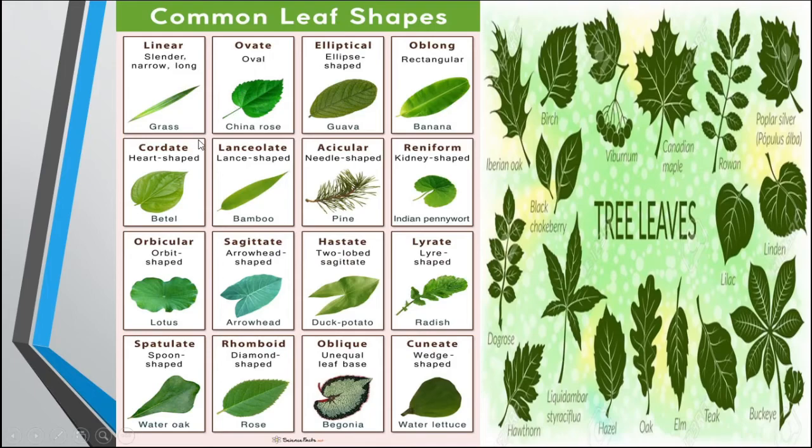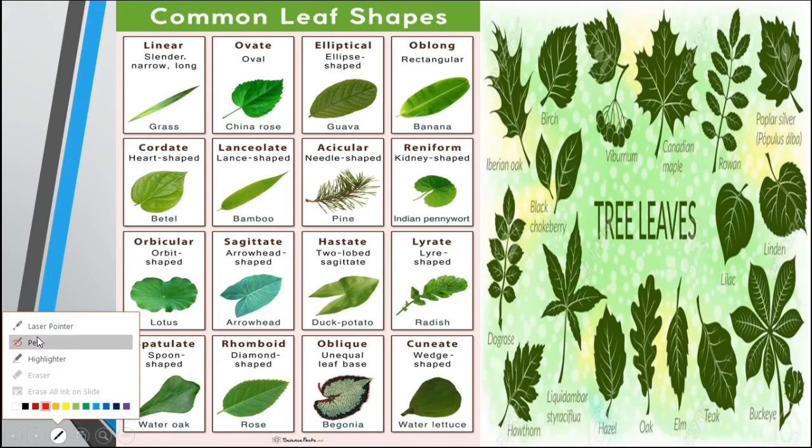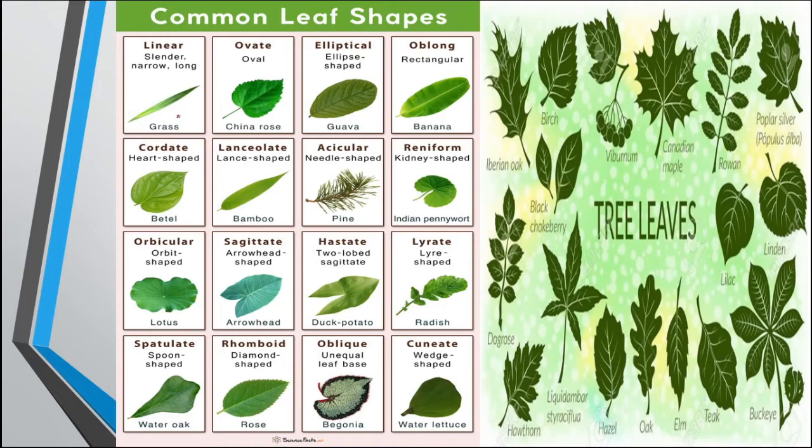In different plants, different shapes of leaves are present, and depending upon their shape, different names are given. Such a leaf in grasses shows parallel venation, and here it is a slender, narrow, long leaf known as linear. Such a structure is known as ovate leaf. An example is China rose or hibiscus. Such a structure like guava is known as elliptical leaf. Oblong, like banana, such a shape is known as oblong. Then cordate, like in betel leaf, a heart-shaped leaf.